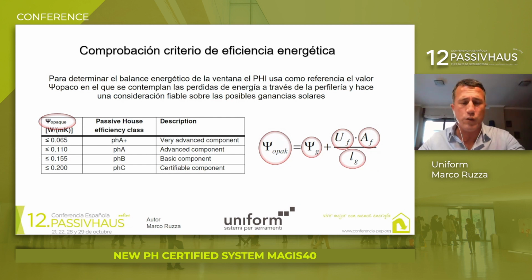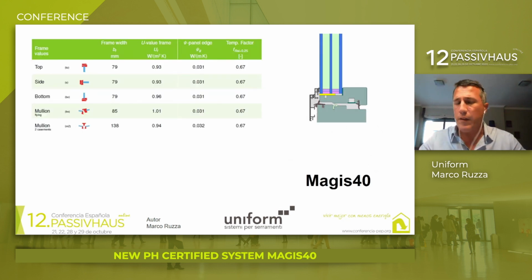perimeter length of glass. And then if you look at the table, we can see that there are four classes of energy efficiency. The most basic is PHC, improving to PHB, PHA and PHA+. And to improve profile energy efficiency, we have to reduce the psi opaque value. So in this formula, all of the values have to be as low as possible. In other words, the LG, length of glass value.